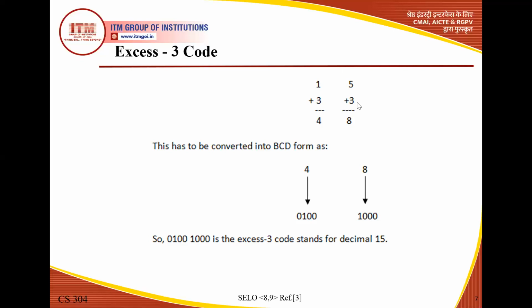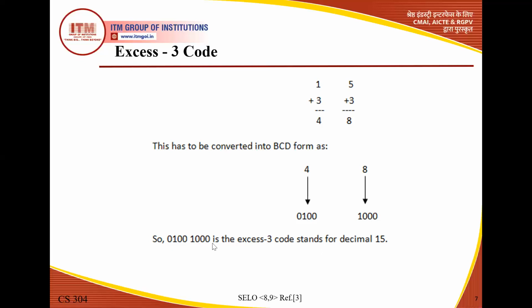So first we added plus 3 in each individual digit, then converted into BCD form and combined both, and we have the answer. So here we easily convert this into excess-3 code. Then the reverse process is this. Suppose that we have the excess-3 code and we find out this number.